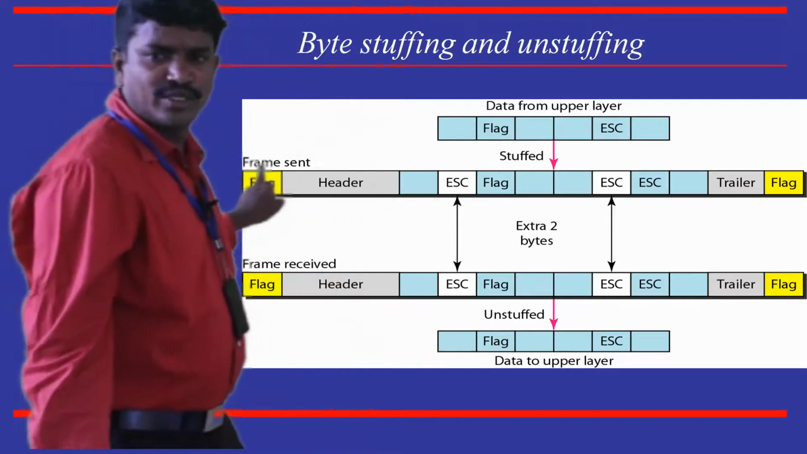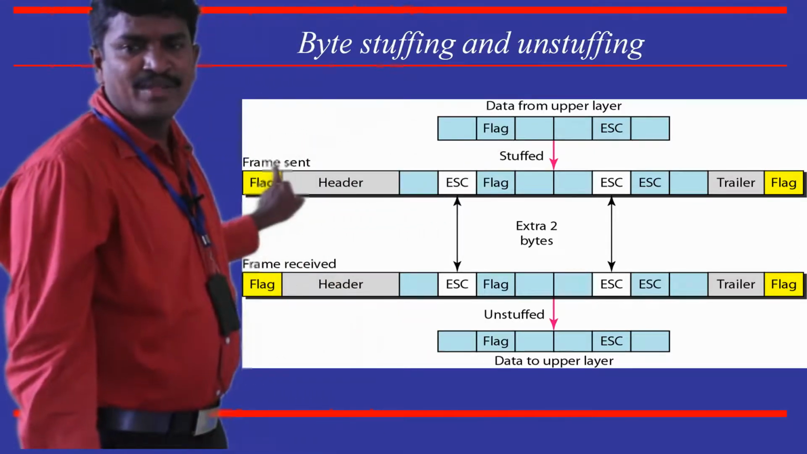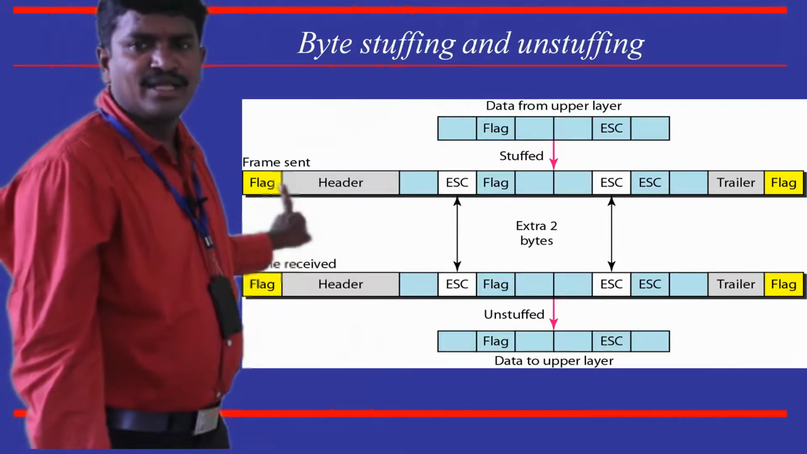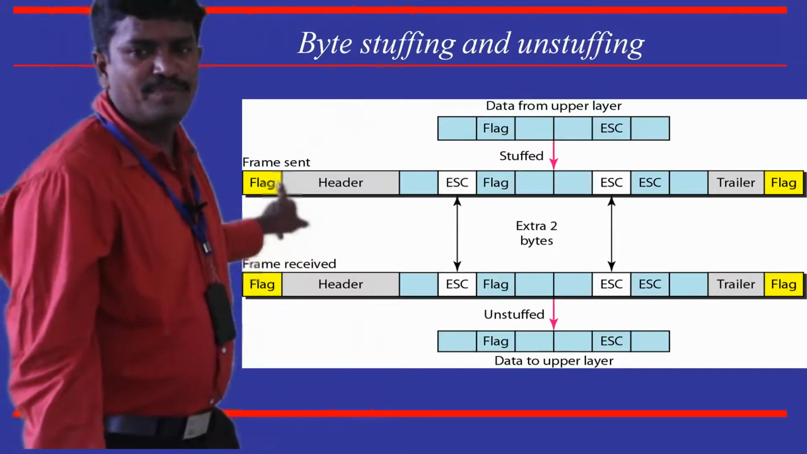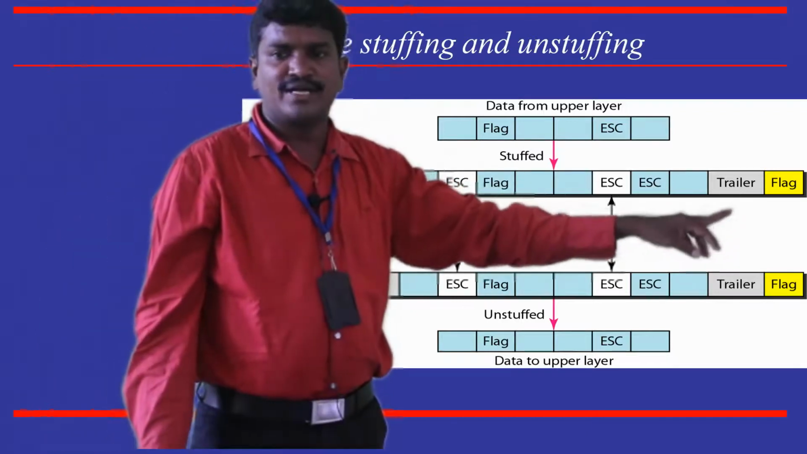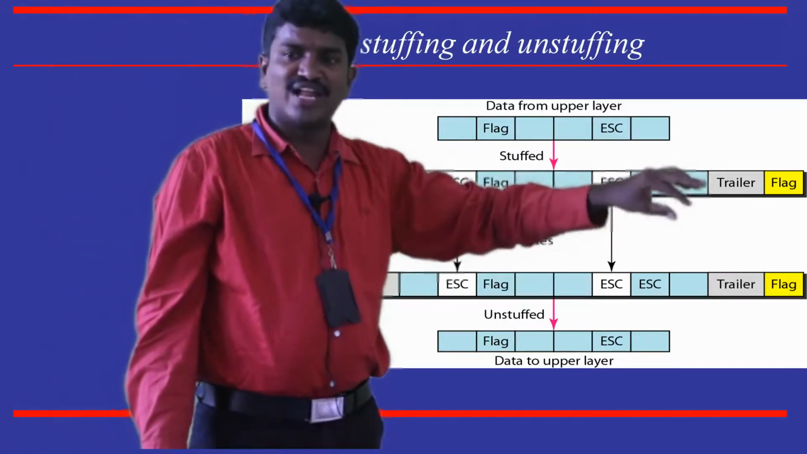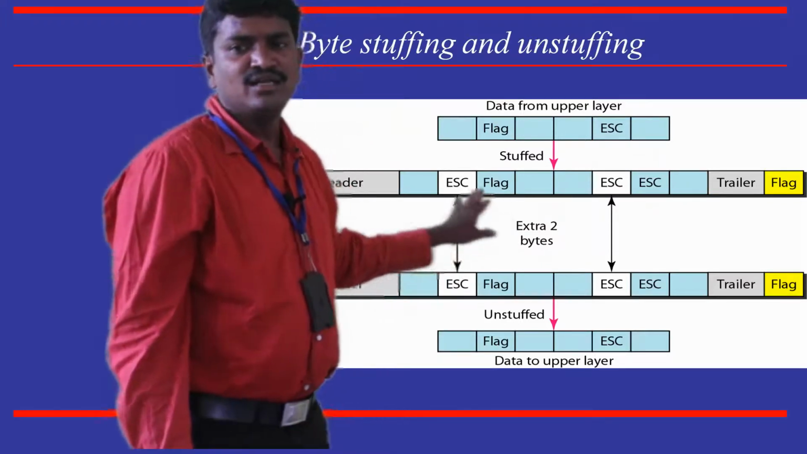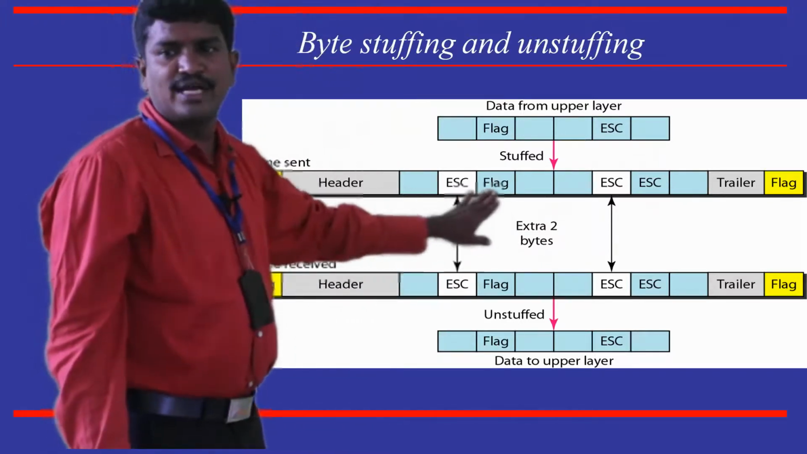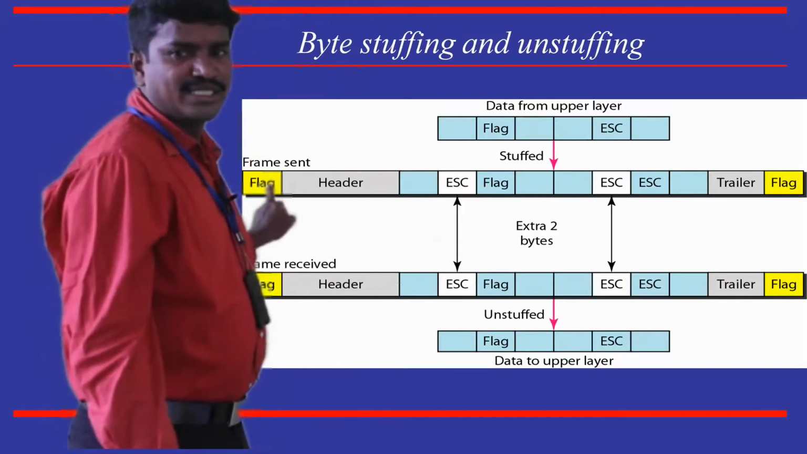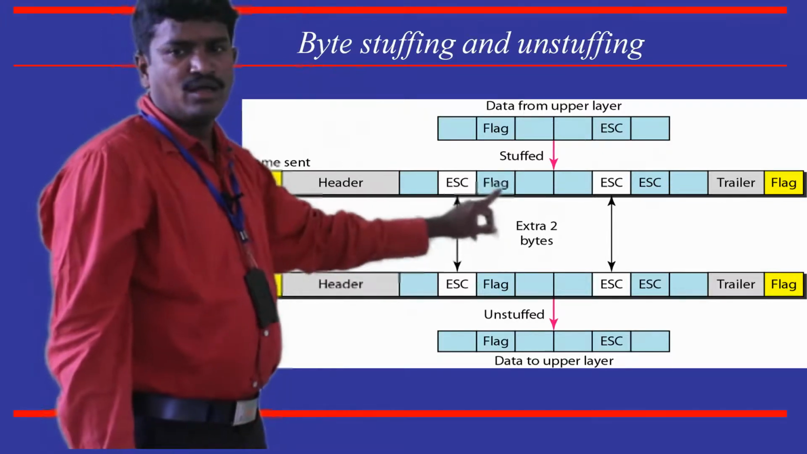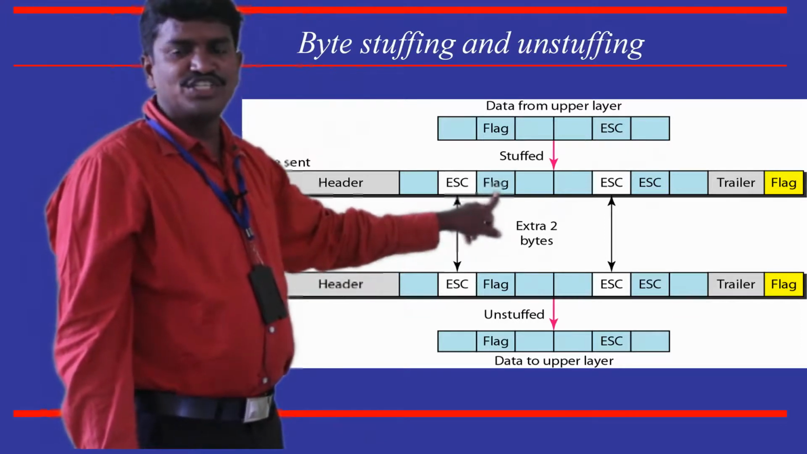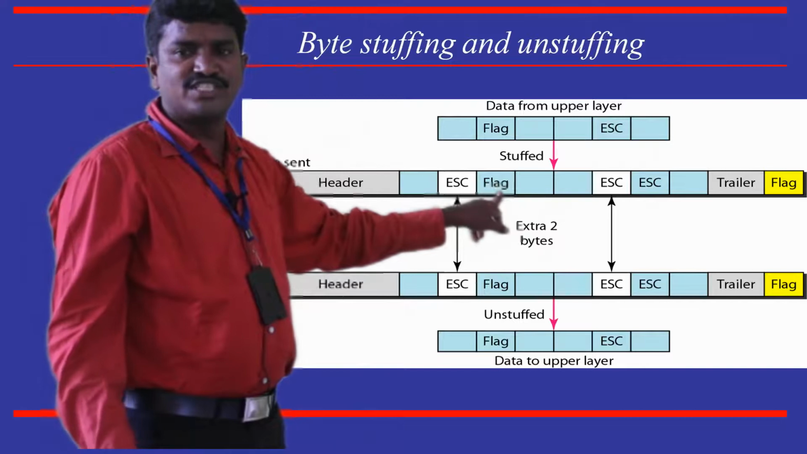Don't confuse this with the flag in the yellow color border or yellow filling color, that is the beginning and ending of the frame. But if this flag structure appears as part of the data, then the receiver should not stop reading up to this point, because it is not the flag indicating the end of the frame, it is the flag which is part of the data.